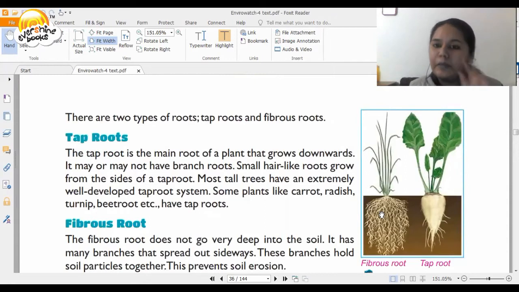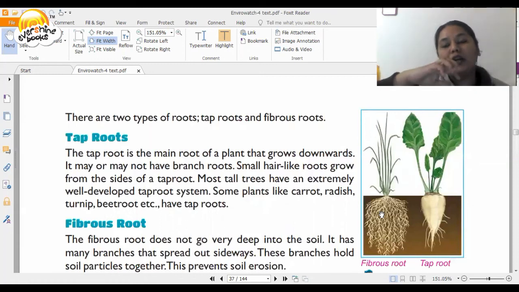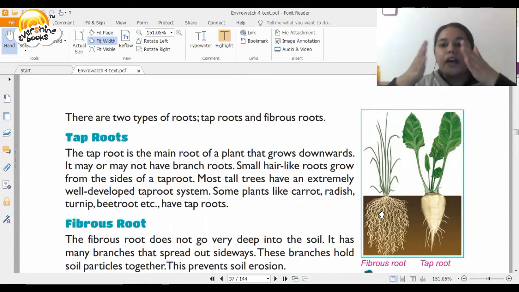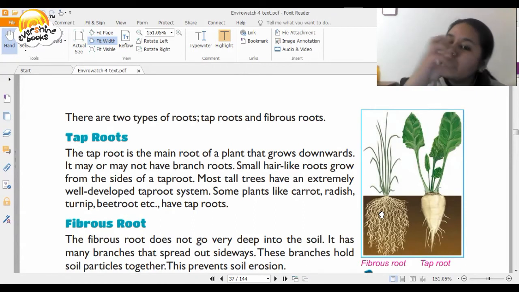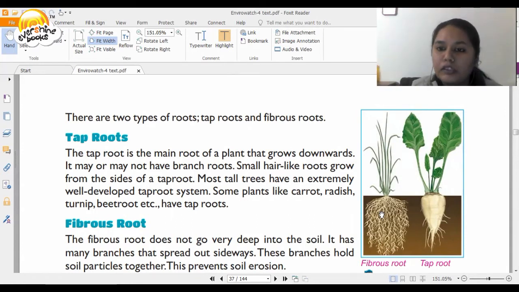Now there are two types of roots. So till now what we have studied is that roots are like the base of the plant which hold it tightly or firmly on the ground. And any plant is divided into two parts. You have the shoot system which is above the soil and you have the root system which is below the ground, and the main function of the roots is to take minerals from the soil and send them above so that the shoot system blossoms and grows well.